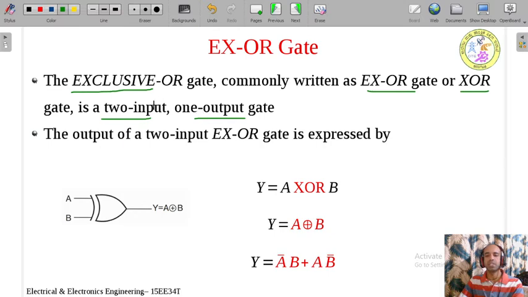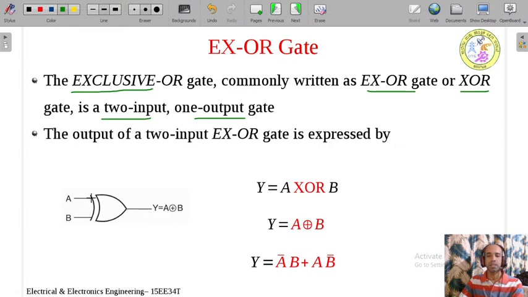And it doesn't mean that it should have only 2 inputs. It can have more than 2 inputs also. But commonly it will have 2 inputs and 1 output. There will be two inputs and one output. The output of a 2 input XOR gate is expressed by.